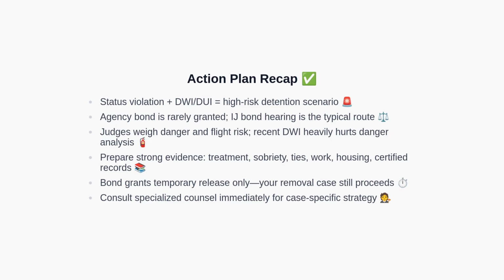In summary, a status violation combined with a DWI or DUI creates a high-risk detention profile. Agency bond requests are seldom successful in such cases, making an immigration judge bond hearing the usual route. Judges prioritize public safety and flight risk, with recent DWI convictions weighing heavily against release. Strengthen your case with certified records, treatment and sobriety proof, and robust community ties. Remember that bond merely provides temporary release, and you must continue to fight the underlying removal case. Consult a specialized attorney without delay.